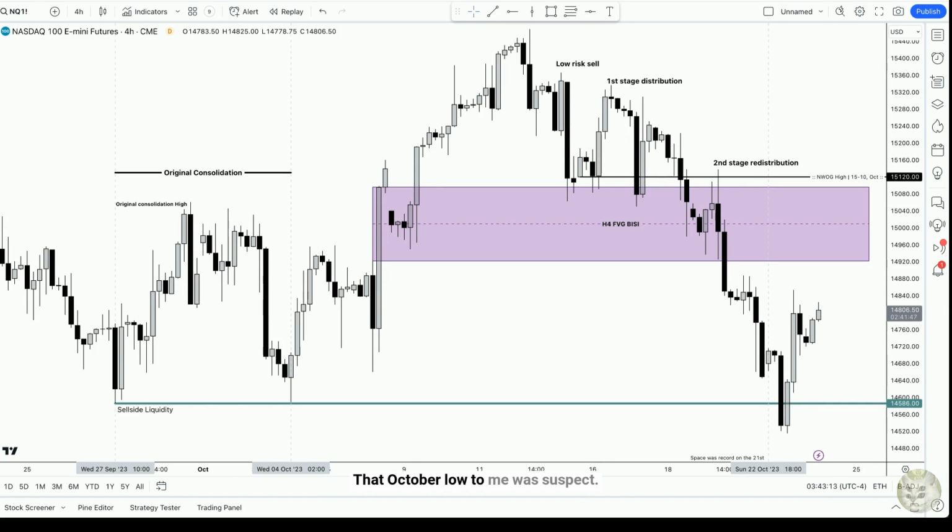That October low to me was suspect. It was like a fake, trust it. And how do they make you trust it? Putting in fake pseudo support, double bottoms.